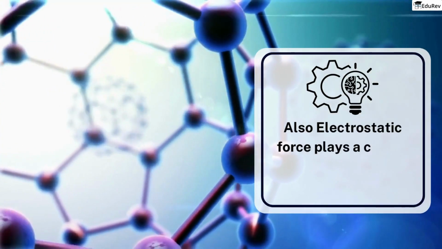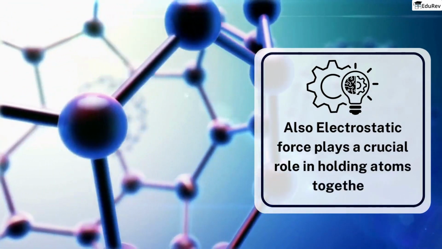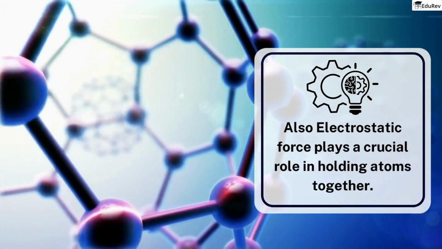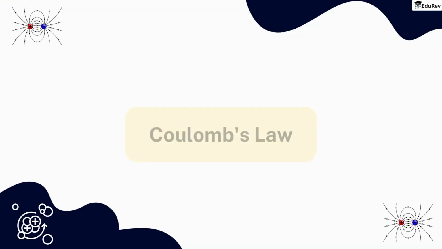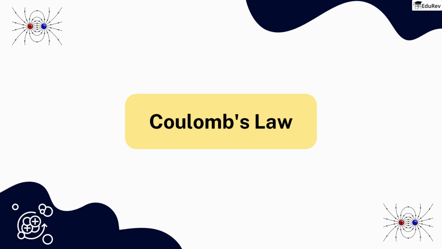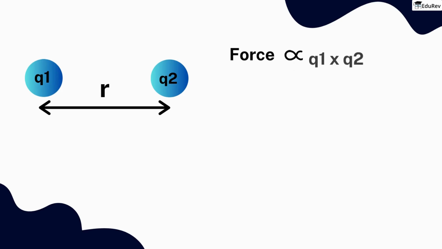Also, electrostatic force plays a crucial role in holding atoms together. So, in this video we will learn about the incredible force between two charged particles, which is explained by Coulomb's law. Suppose we have two objects carrying charges q1 and q2 and the distance between two objects is r. Now, according to Coulomb's law, the force between the objects is directly proportional to the product of their charges, that means q1 times q2. If you increase the charge on any object, the force will also increase.